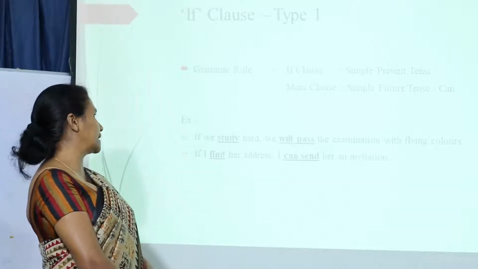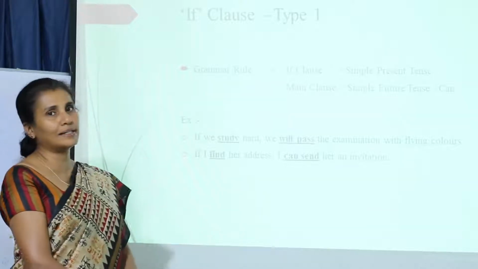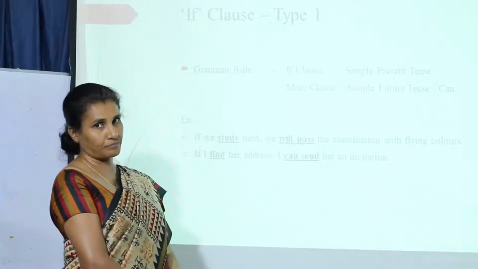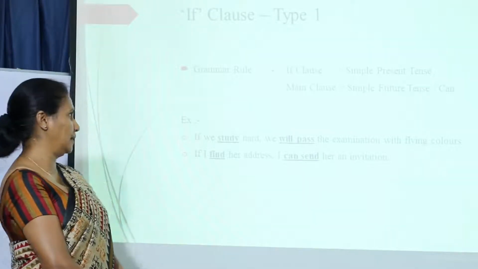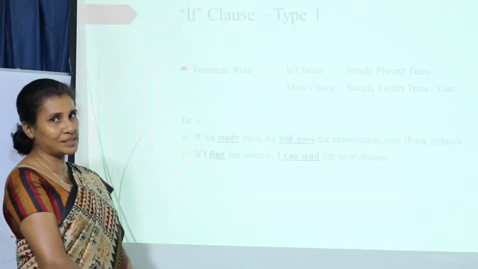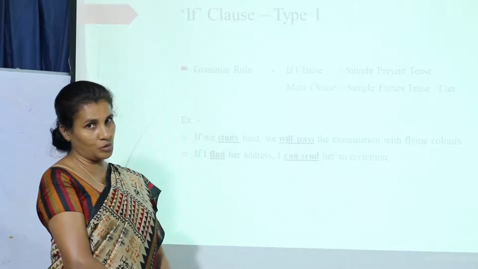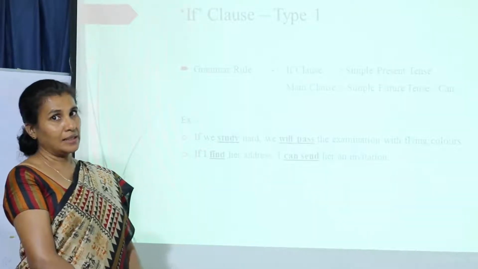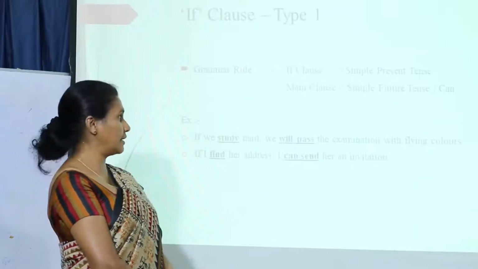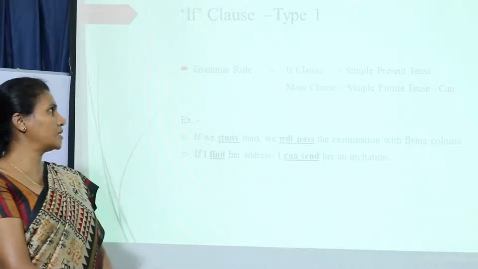Okay, then the second example: if I find her address, I can send her an invitation. So there I have used the modal can, right? Again, the conditional clause is in the simple present tense and the main clause uses can plus the basic form of the verb, the infinitive, can send. Okay, now I feel that you have understood.